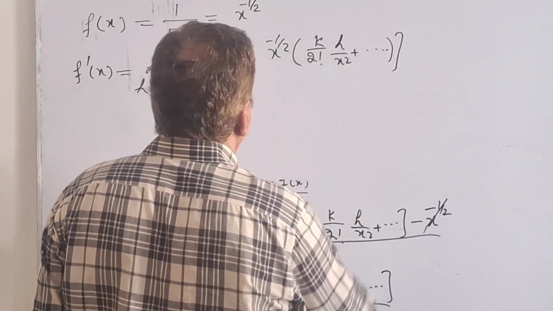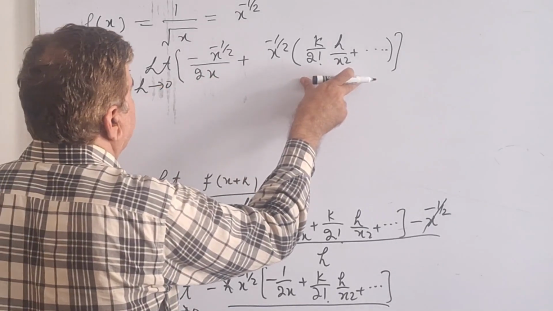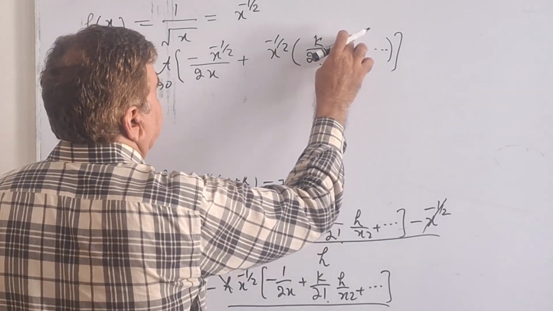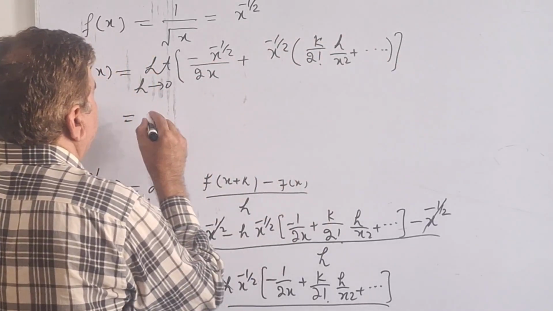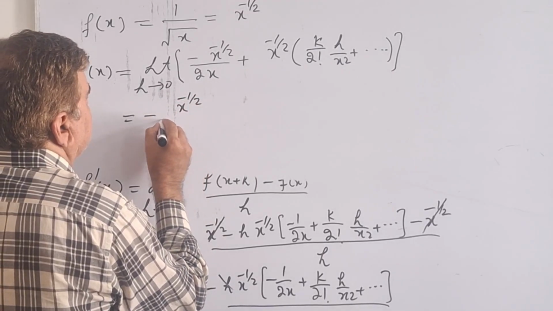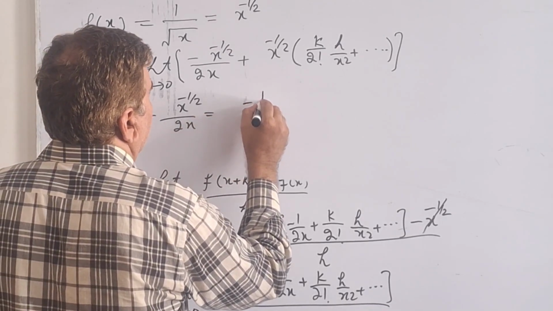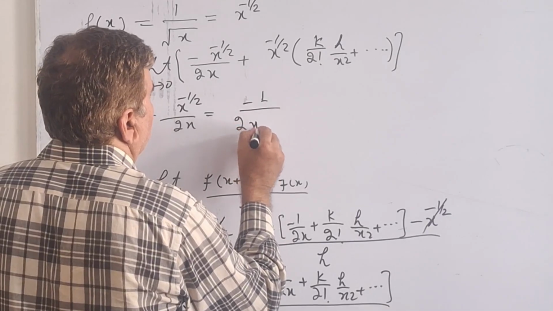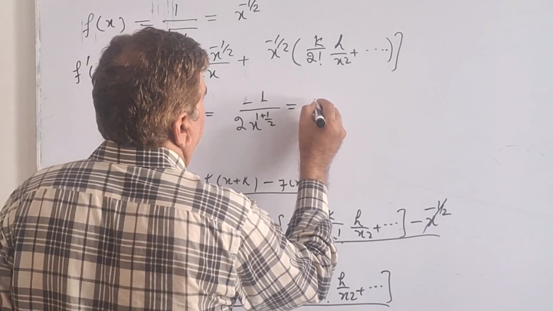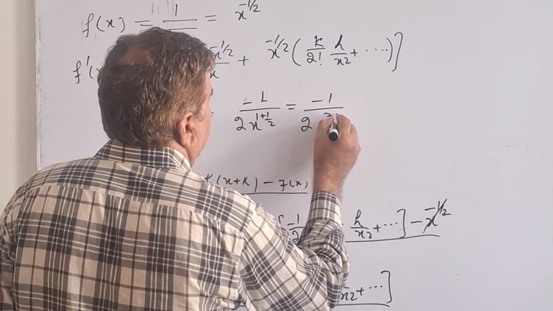Now I can apply the limit to this term. When I apply the limit to these terms, every term carries h, so they will go to 0, and I'm left with only this one thing. So x to the power minus half divided by 2x, which I can write as minus 1 over 2 into x to the power 1 minus 1 plus half, and it makes minus 3 divided by 2.